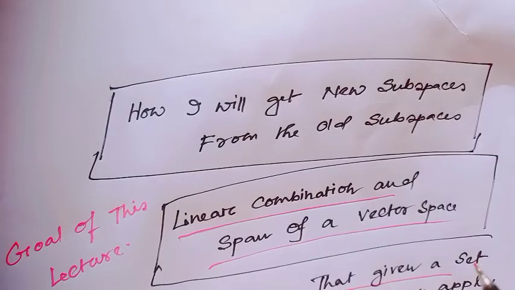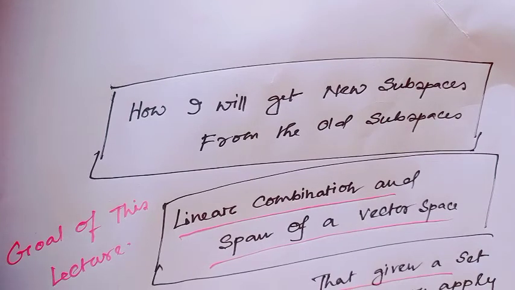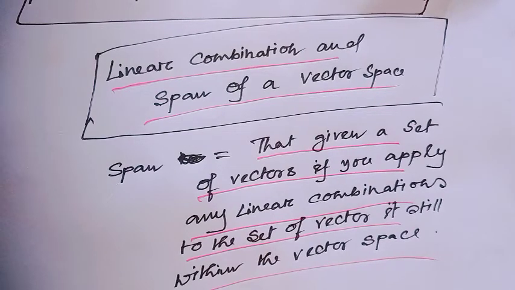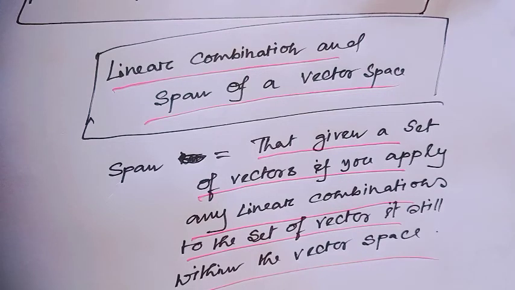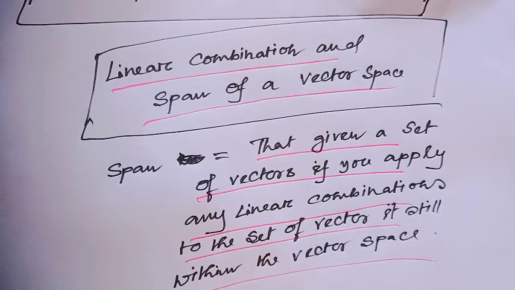Then our next goal is linear combination and span of a vector space. The actual idea of span is: given a set of vectors, if you apply any linear combination to the set of vectors, it's still within the vector space. This is a very interesting topic. By any vector, you can generate the whole space. This is the idea of span.